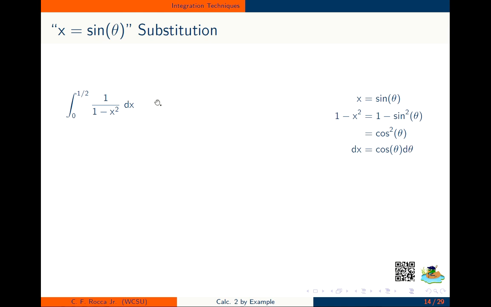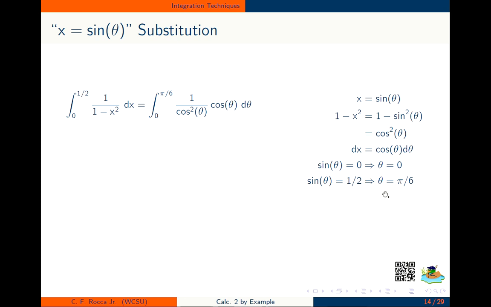So I've changed this difference of two squares into a perfect square. I also need to take care of the differential dx. The derivative of sine theta is cosine theta. So dx is cosine theta d theta. And then I also need to deal with my limits of integration because I'm doing a definite integral. So if x equals 0, that means I need sine theta to equal 0, and so theta equals 0. And if x is 1/2, that means the sine of theta is 1/2, and sine of theta is 1/2 if theta equals pi over 6, and that's 30 degrees. And that's one of those common identities that you should hopefully know.